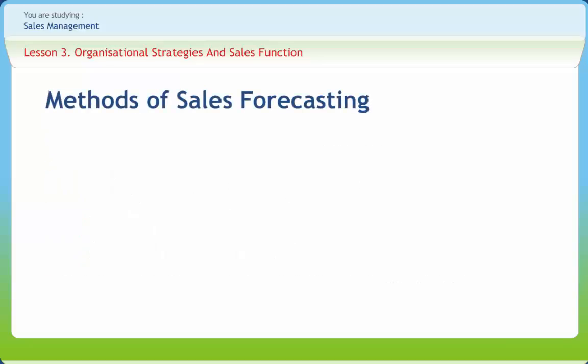Let us have a look at various sales forecasting methods that companies adopt. The survey method is based on the opinion of buyers and consumers. It is useful with respect to industrial products, but not as far as consumer goods are concerned. According to this method, a company first of all selects potential buyers or consumers. It then collects their opinions for forecasting.